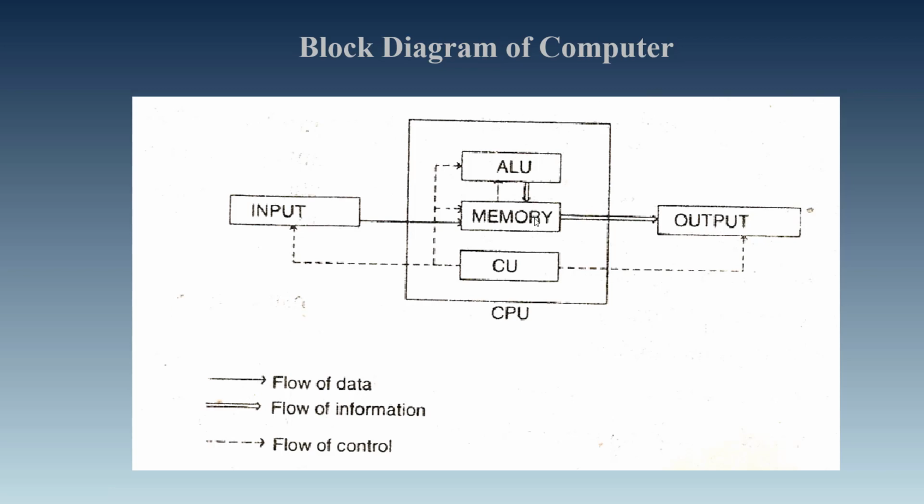Third line represents data, a single line, and you give input, it goes to memory, then it goes to ALU, represented by single line. So these lines represent flow of data, information and control. This is the block diagram of computer. And now let's discuss all those components which constitute the modern computer system.